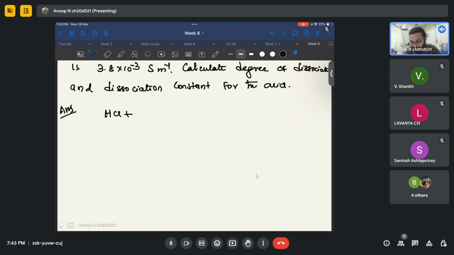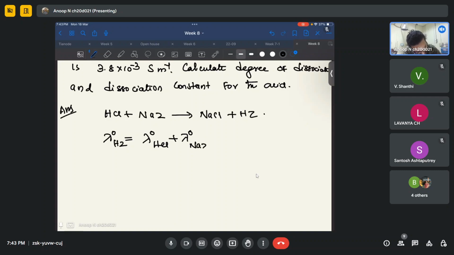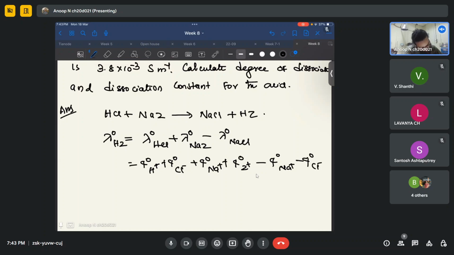Here HCl plus NaZ will give NaCl plus HZ. So how can I write HZ, the lambda 0 HZ is equal to lambda 0 HCl plus lambda 0 NaZ minus lambda 0 NaCl. This is what we have written before. I think all of you remember lambda 0 H plus lambda 0 Cl minus, plus lambda 0 Na plus lambda 0 Z minus, minus lambda 0 Na plus, minus lambda 0 Cl minus. So Cl minus and Na plus cancel, which will be lambda 0 H plus lambda 0 Z minus, which is nothing but lambda 0 HZ.